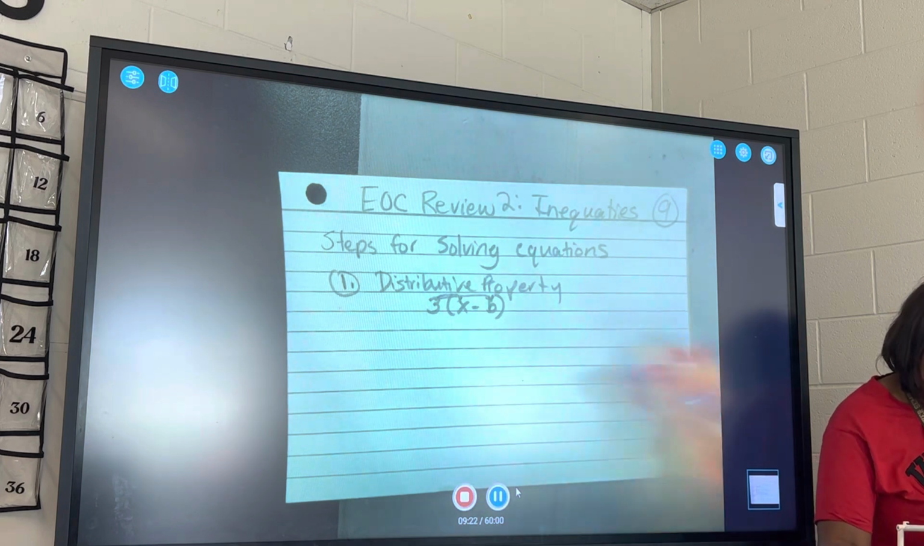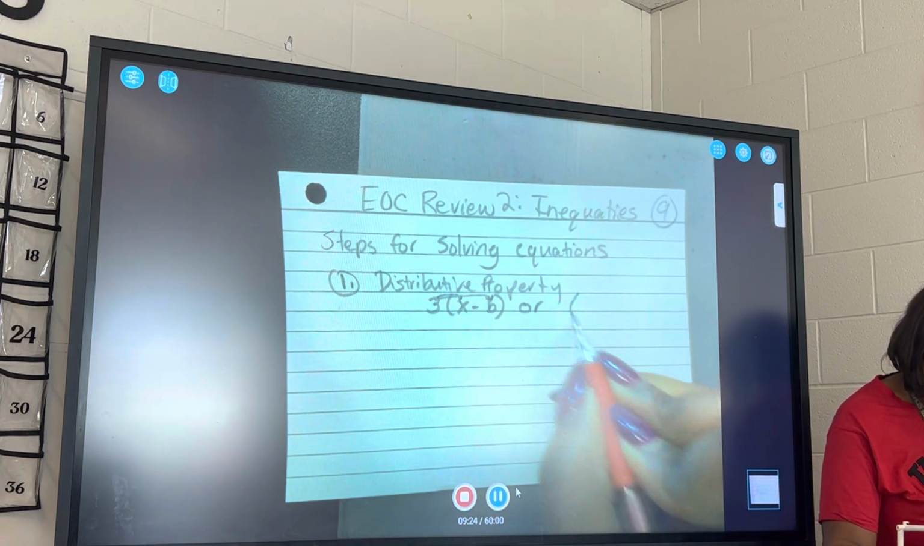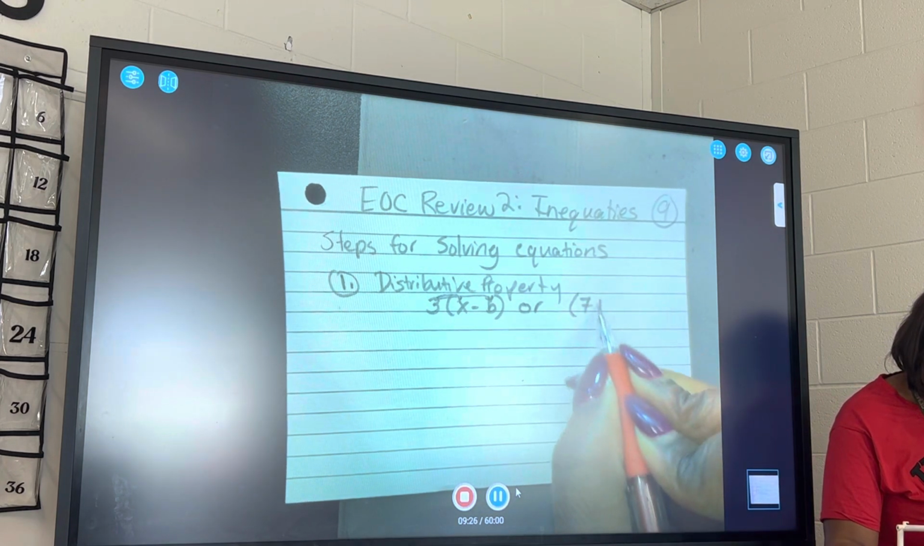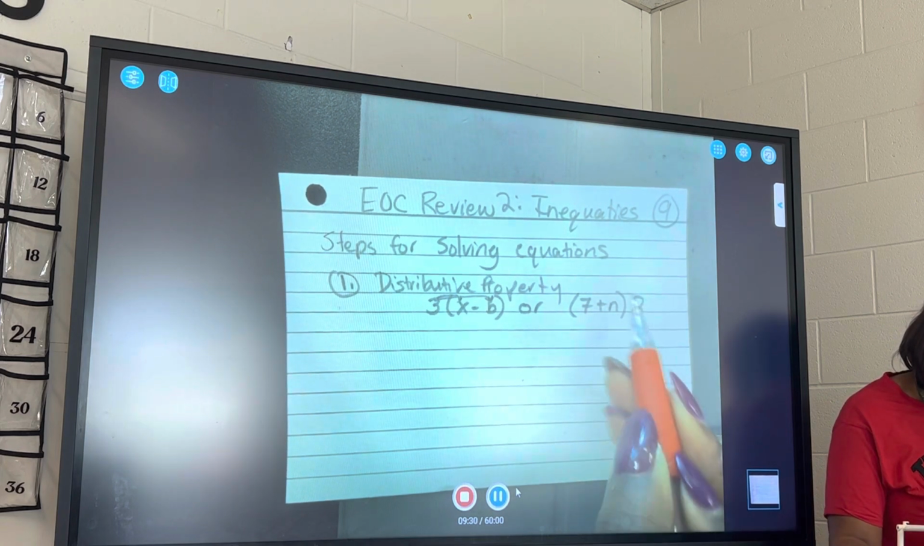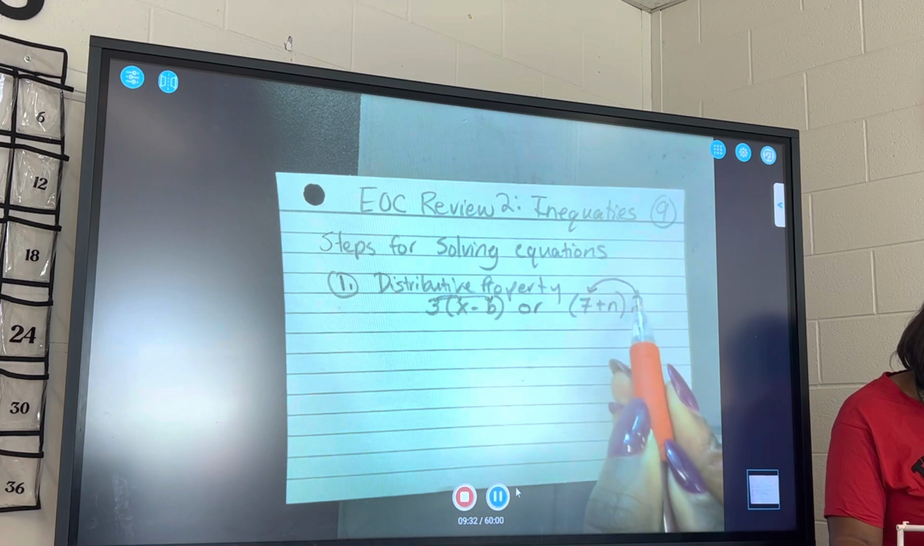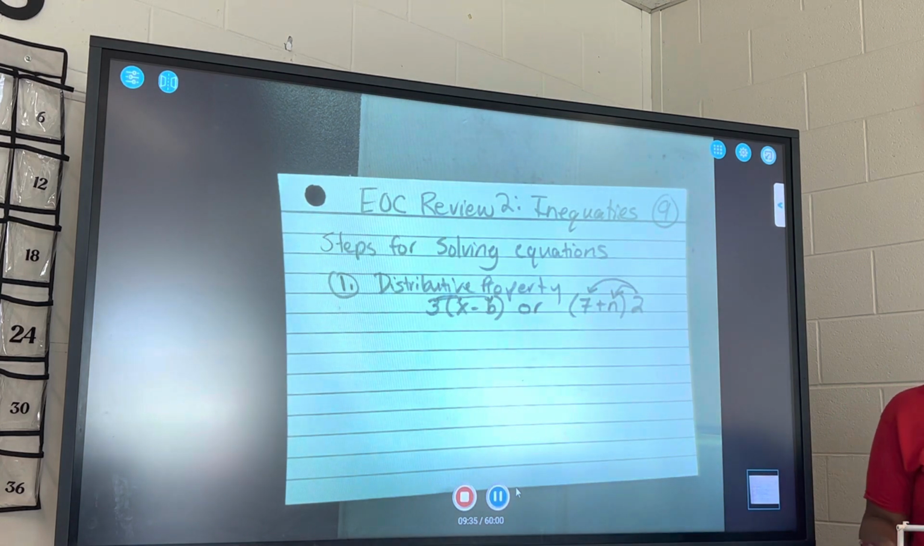You could have the number in the back. Could be parentheses 7 plus n, and you could be distributing 2, and you would distribute the 2 by multiplying 2 to both numbers in the parentheses. The number does not always have to be up front, but wherever you see distributive property in the equation, do distributive property first. Okay?